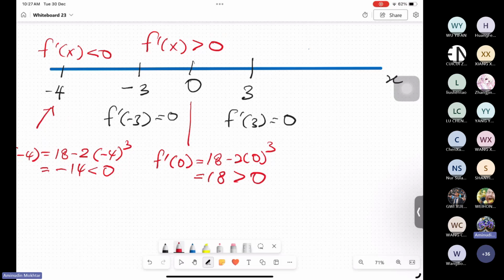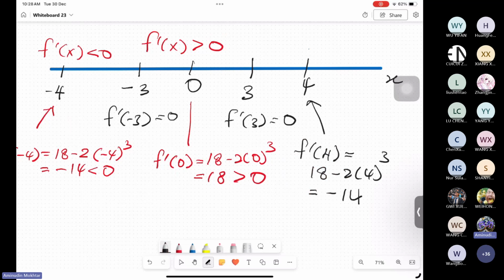Now the next one: I need to identify the slope of the function after the critical point of 3. So let's say I choose the value 4. The slope of the function when x equals 4 is equal to 18 minus 2 times 4 to the power of 3. The answer is -40. Again, after the critical point +3, the slope is negative. f prime x is negative.